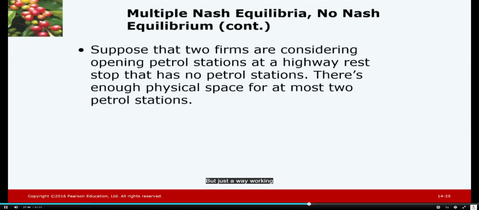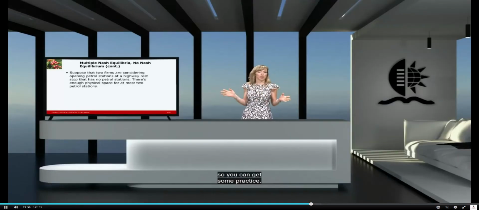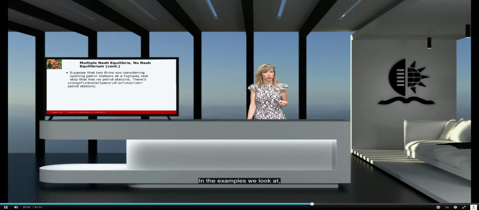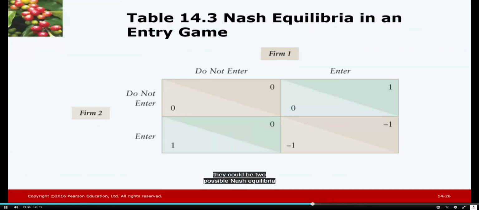Okay, so let's take an example where we might get two possible Nash equilibria occurring. Suppose there are two firms and they're considering opening up a petrol station at a highway rest stop. There are currently no petrol stations there. There's enough physical space for at most two petrol stations. So what are they going to do? Okay, so this shows you the various payoffs.